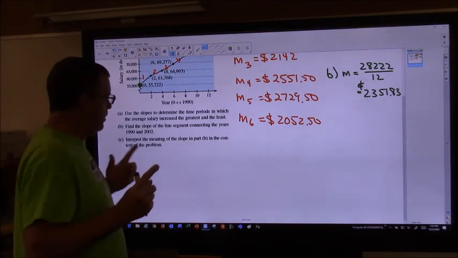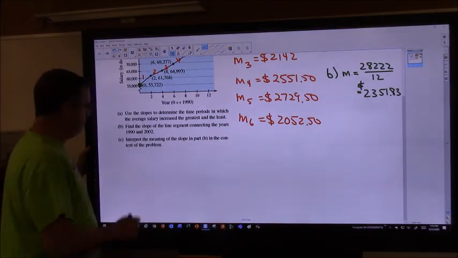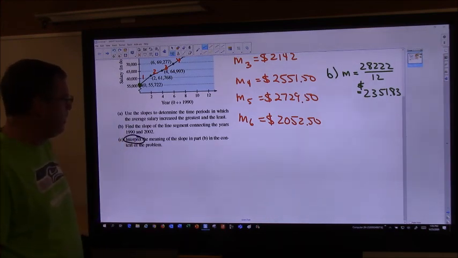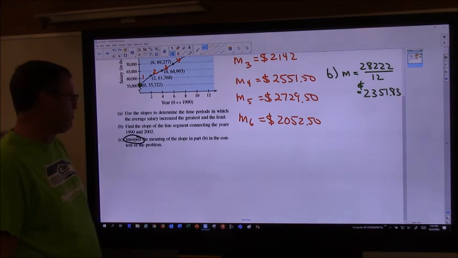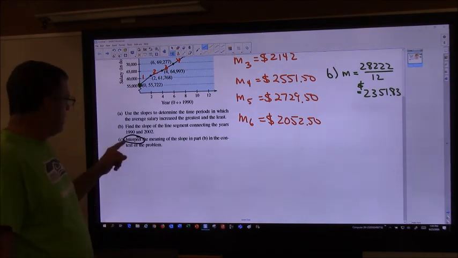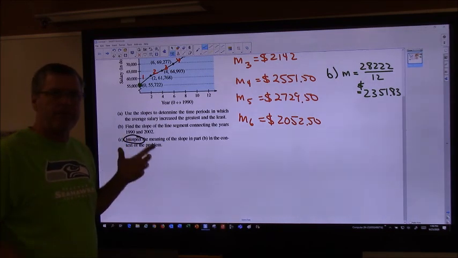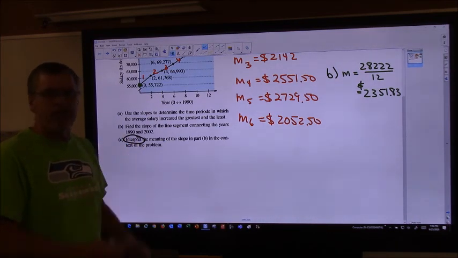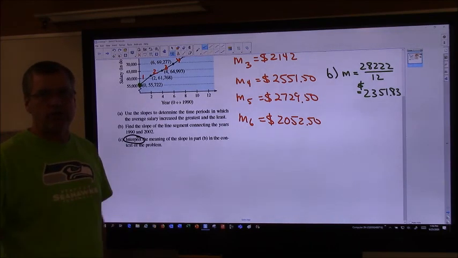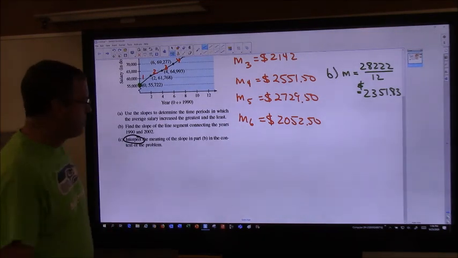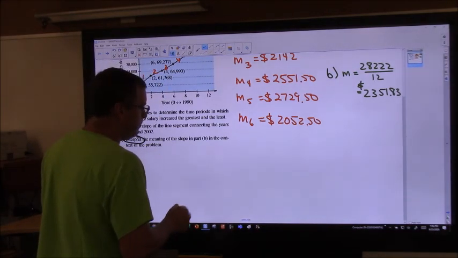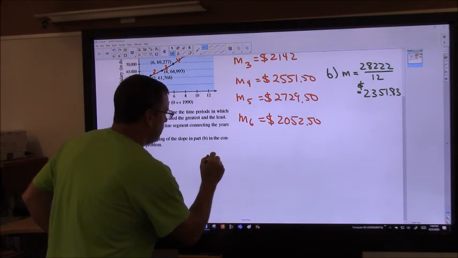All right, so we've got one last question here that we have to answer, and that is they want us to interpret the meaning of the slope in part B in the context of the problem. Anytime you're ever asked to interpret a slope, I've got this nice, easy phrase that, if you get in the habit of using it, will always work, and it'll work all the way through calculus next year as well. And the phrase is this. This is for part C.